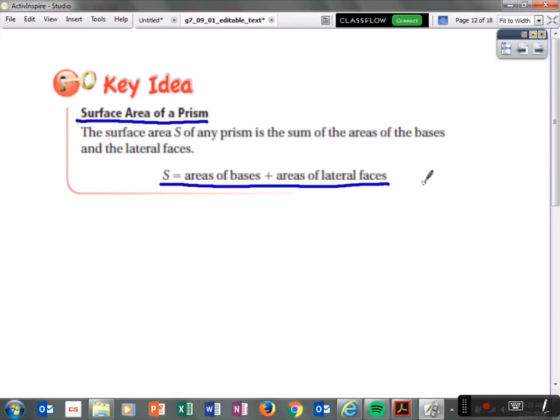You need to write down surface area of a prism first. Y'all, please, you don't have to read it out loud. Just write it down.